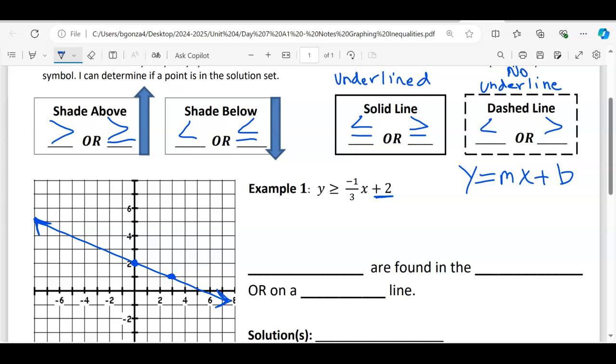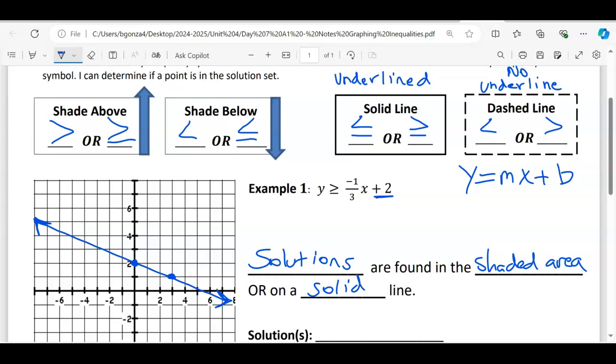All right, now, here's the deal. We want to know where the solutions are. So solutions are found in the shaded area or on a solid line. There are no solutions on a dashed line. So we have the correct line. We really now need to make sure we shade. You're not doing inequalities correctly unless you shade it.